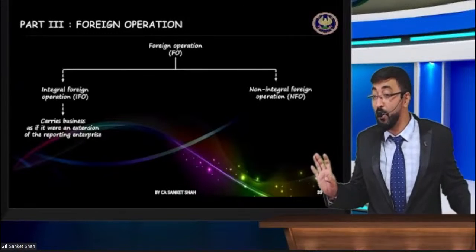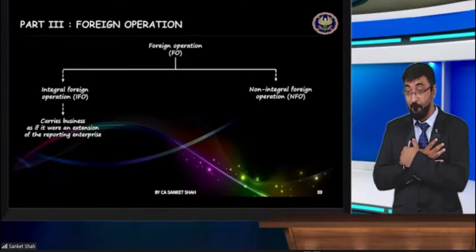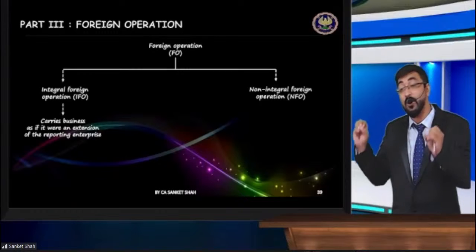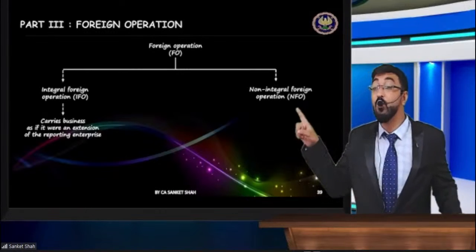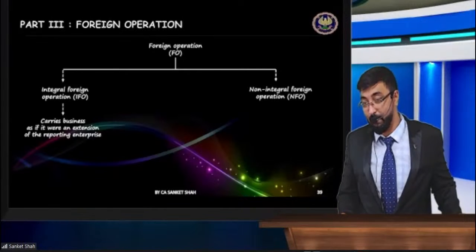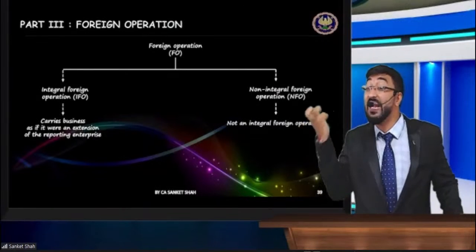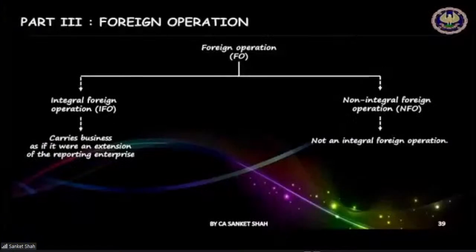I hope you are clear with the concept. Suppose I am getting some independence from my wife, and she is telling me, no, you can take your own decision. You take the finance, you teach where you want. In that case, I don't have to take any permission. It is a non-integral foreign operation. So a non-integral foreign operation is not an extension, but an independent activity. If you carry on your business as an extension, you have to take the decision of the head office, the parent company, at all points of time. In that case, it is integral.